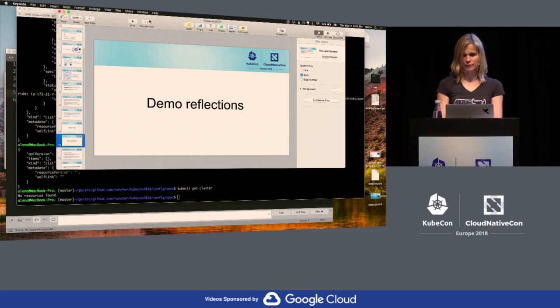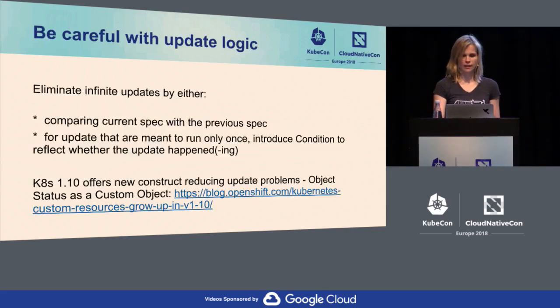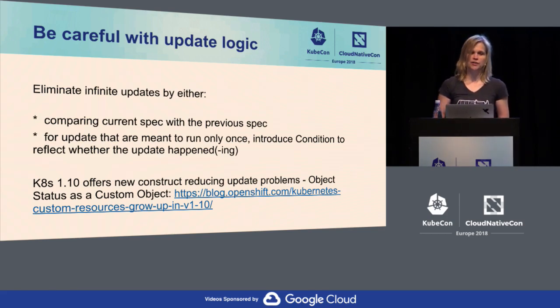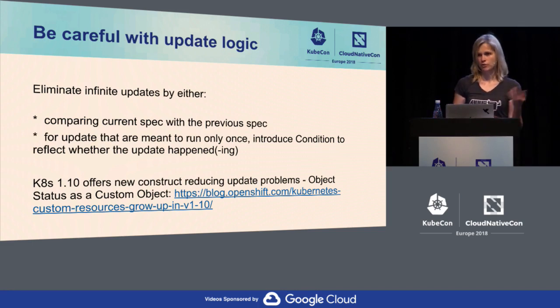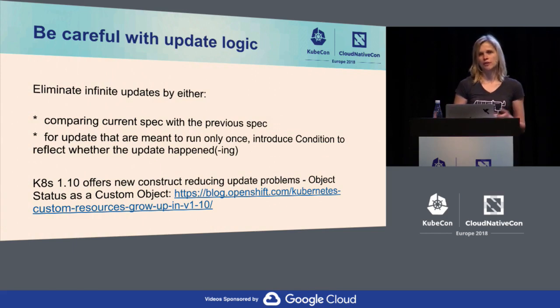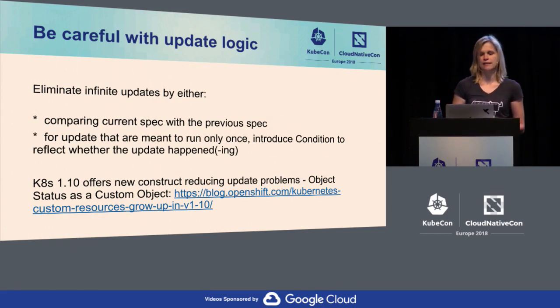So a little bit of reflection based on the demo. Always be careful with the update logic, because any update on the resource, whether you update the status or you update the metadata and label, triggers the resource update, and your controller should be smart enough to figure out when to run the actual update logic. So use observed generation if your Kubernetes version, for your CRDs, is 1.10. Use some custom logic if your Kubernetes version is less than that.